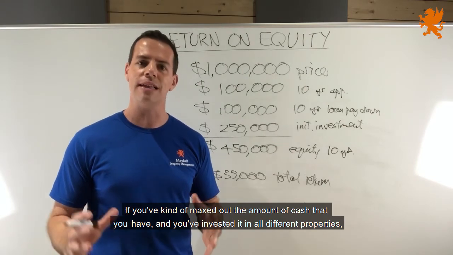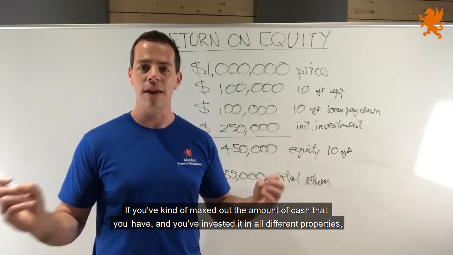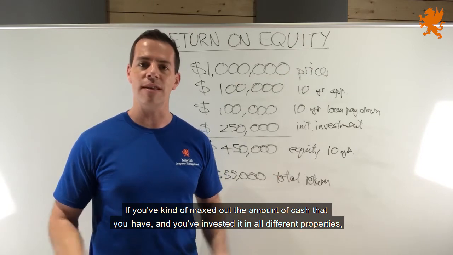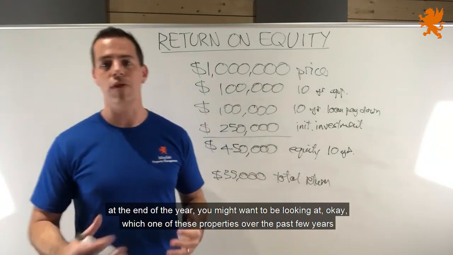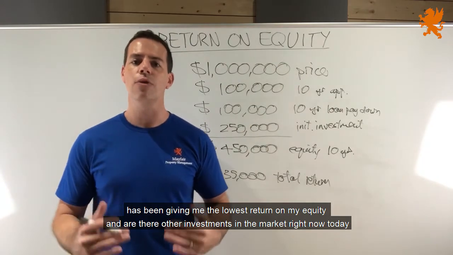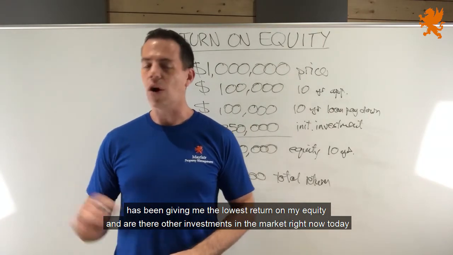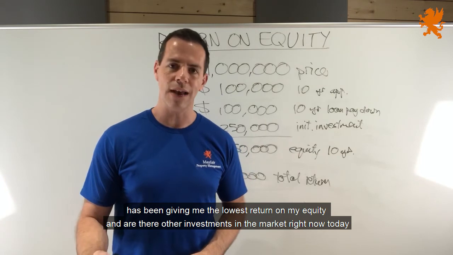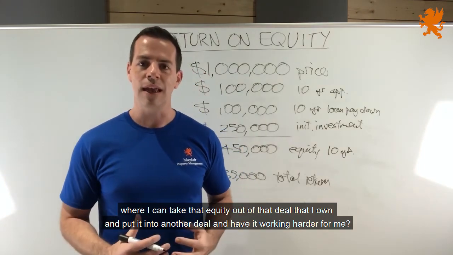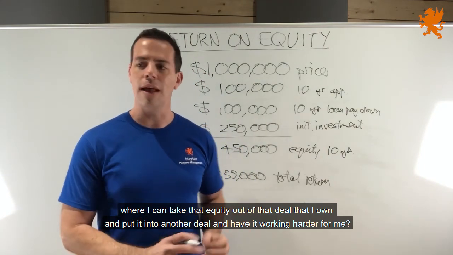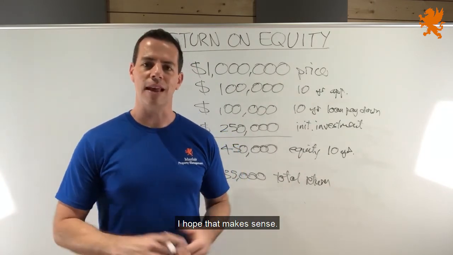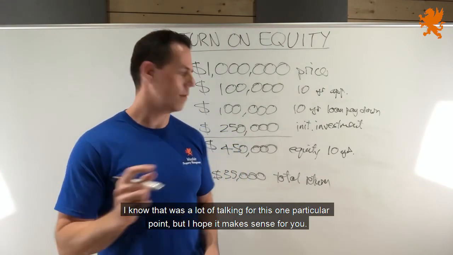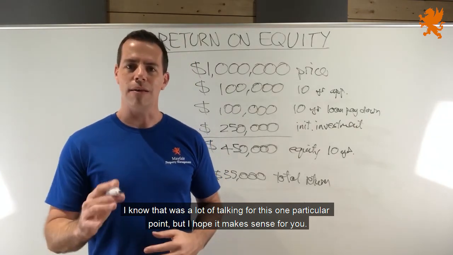If you've maxed out the amount of cash that you have and you've invested it in all different properties, at the end of the year, you might want to be looking at, okay, which one of these properties over the past few years has been giving me the lowest return on my equity? And are there other investments in the market right now where I can take that equity out of that deal that I own and put it into another deal and have it working harder for me? I hope that makes sense. I know that was a lot of talking for this one particular point, but I hope it makes sense for you.